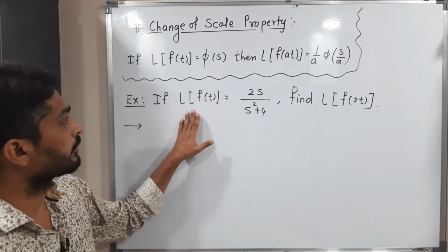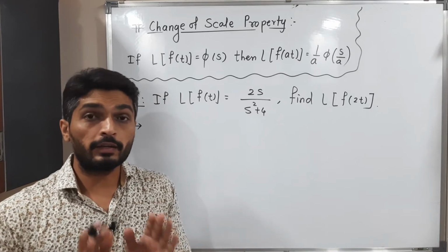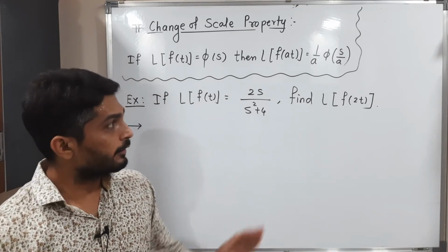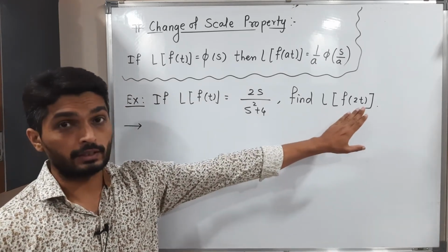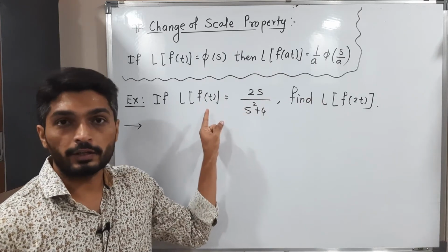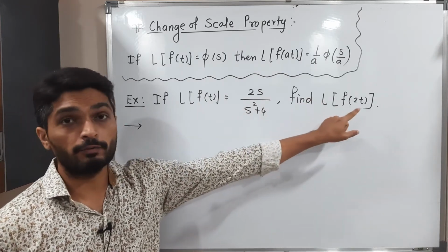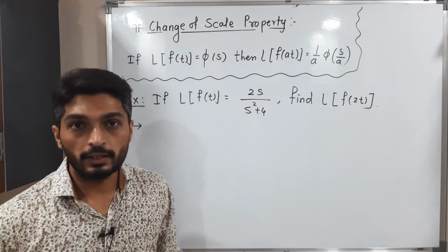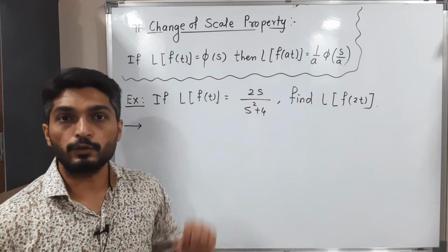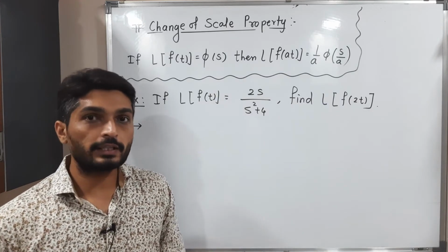What we have, L of f of t is equal to this one. They have directly provided this thing and we have to find Laplace of f of 2t. See, Laplace of f of t is already given, we have to find Laplace of f of 2t. 2 is a multiple of t. Obviously we have to go for this change of scale property. Let us start with the given information.